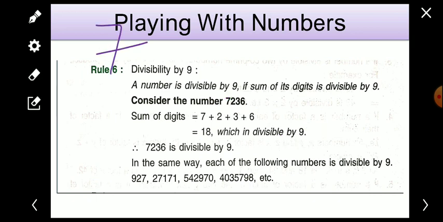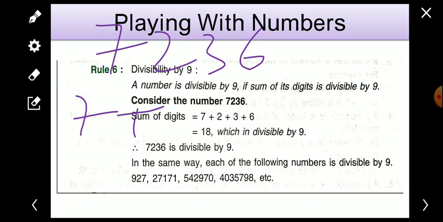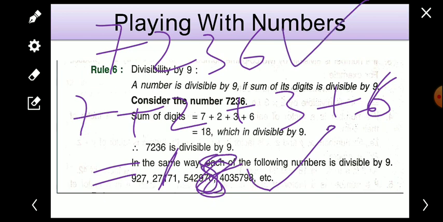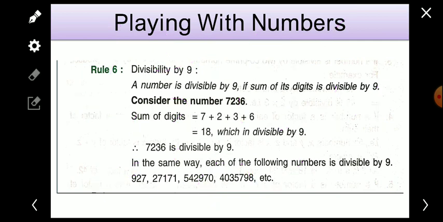So here one number is there, 7236, and we have to check whether the number is divisible by 9 or not. Then what will we do? We will get the sum of the digits, 7 plus 2 plus 3 plus 6. If we add, then we will get 18. And we know that 18 is divisible by 9. So we have got that the sum of digits is divisible by 9. It means the number is also divisible by 9. If the sum of the digits is divisible by 9, then the number will be divisible by 9. So this is divisible by 9.